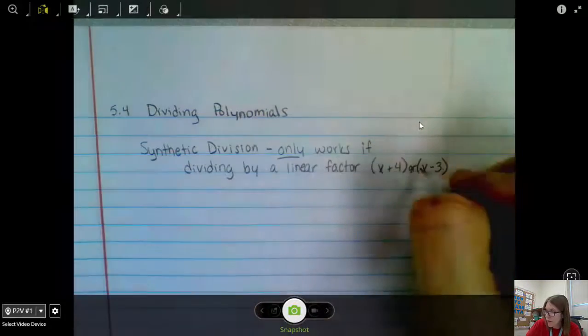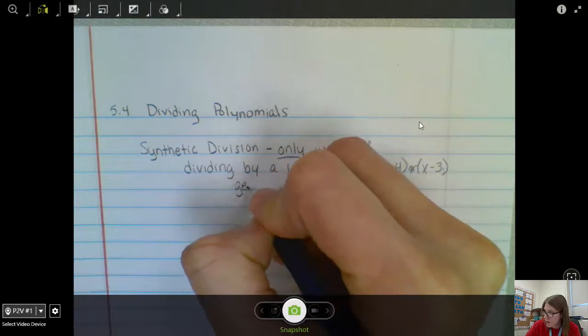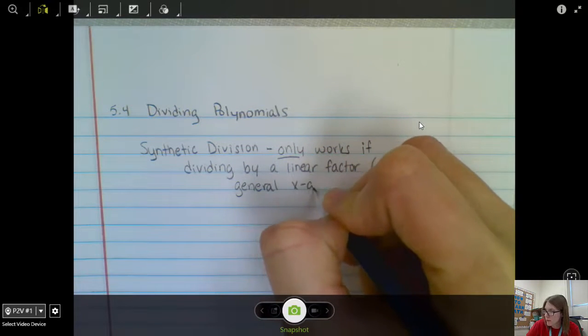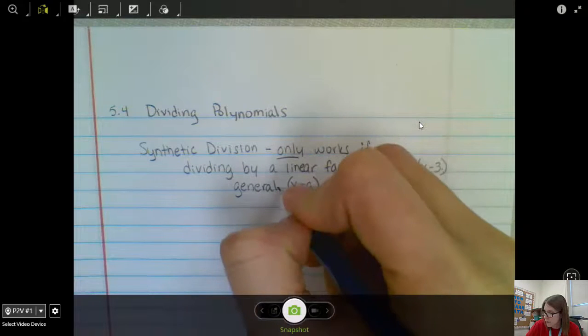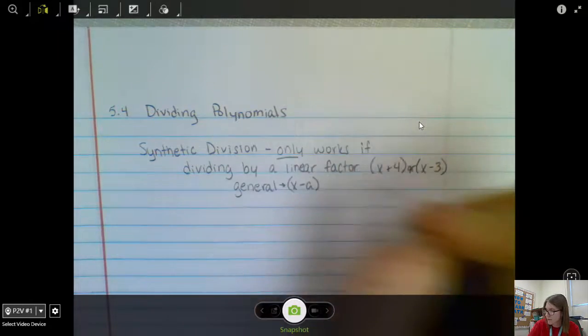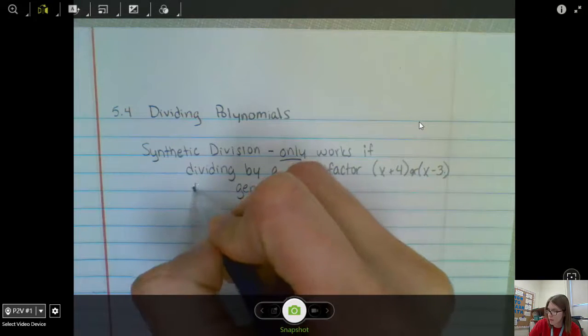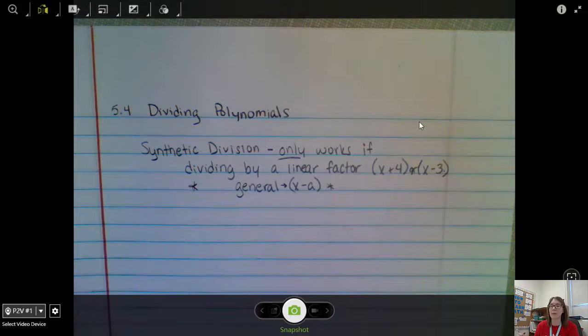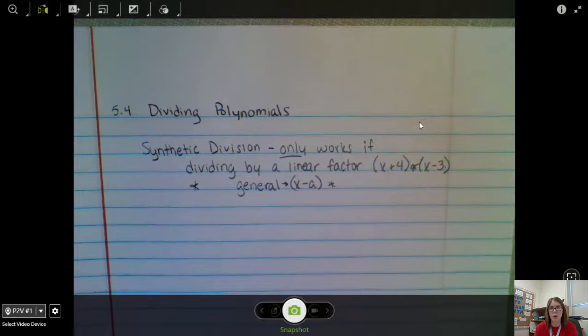In general though, something of the form x minus a. Now, if you're dividing by something like x squared plus 5, you can't use synthetic division. We have to go back to polynomial long division.